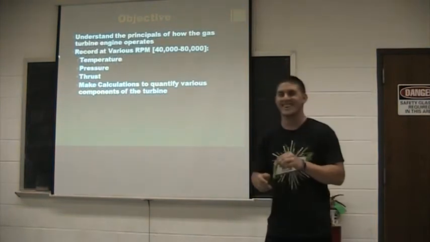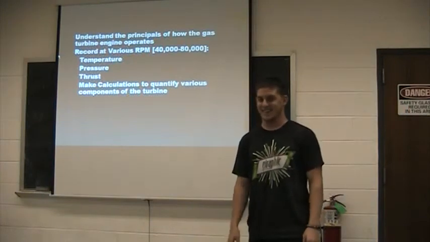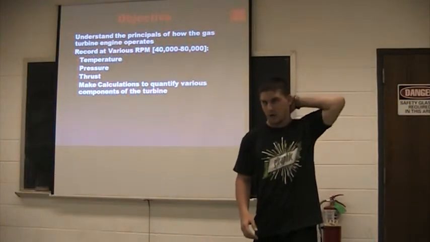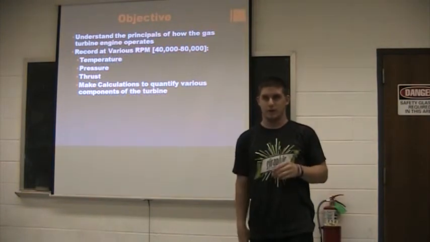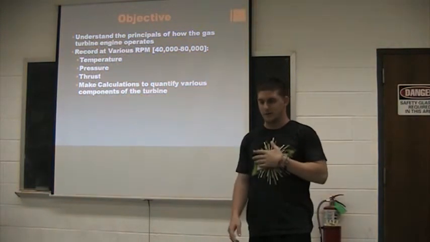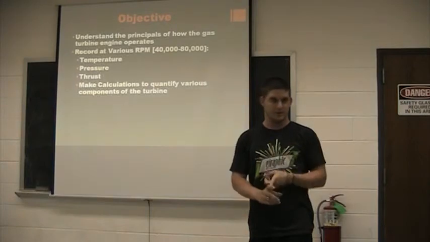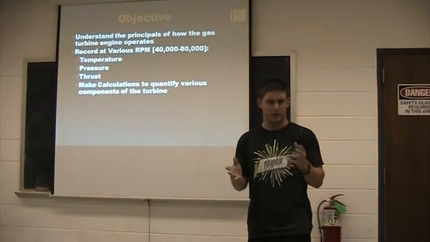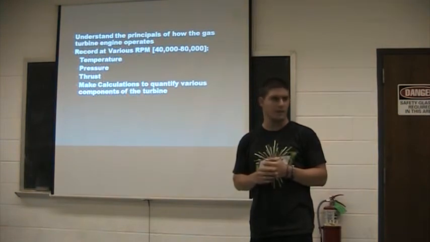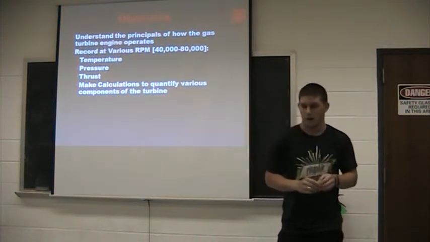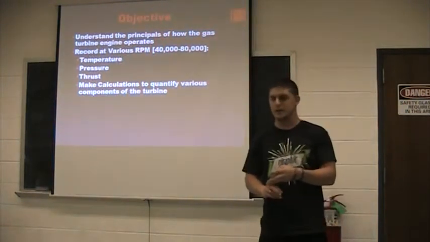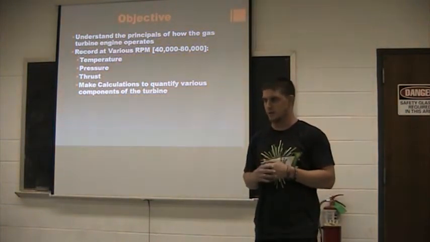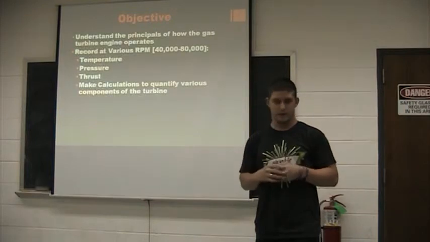The objective was to understand how the actual turbine works. We've all kind of learned how certain turbines work. We're all mechanical engineers, but we were asked to record values. I analyzed some values in between the ranges of 40,000 RPM and 80,000 RPM. We're going to look at temperature, pressure, and thrust as well. We're going to show some calculations that we use to quantify the experiment.